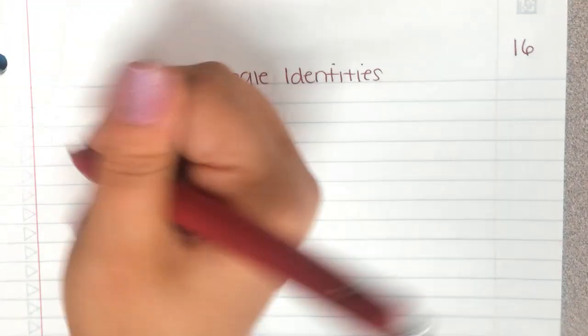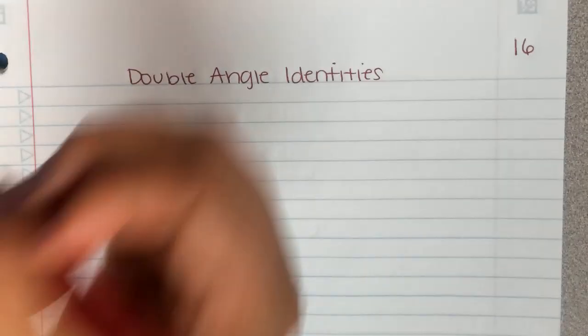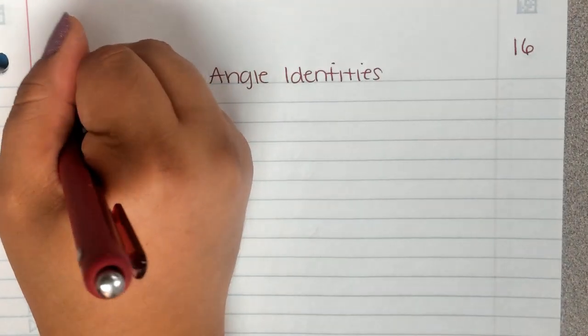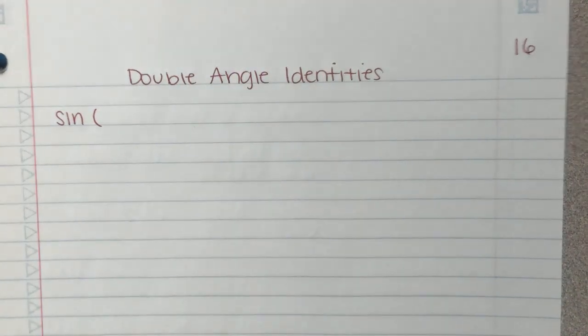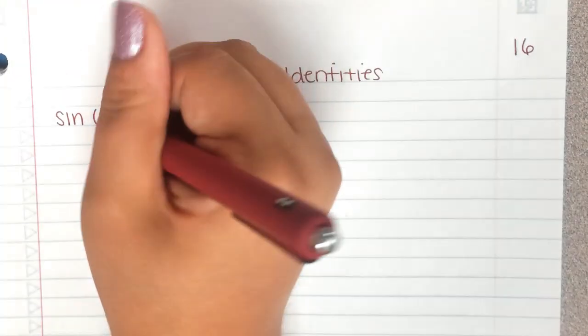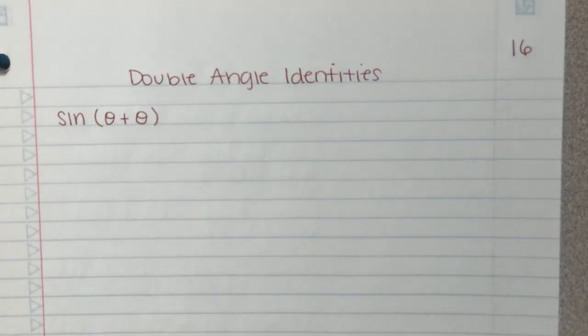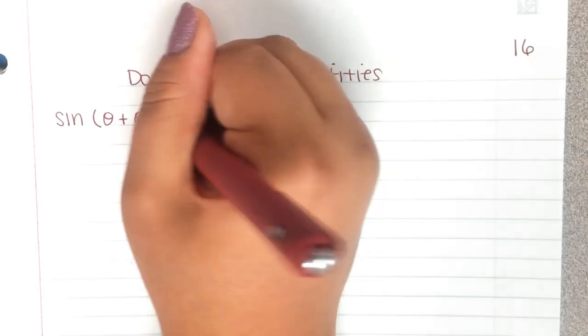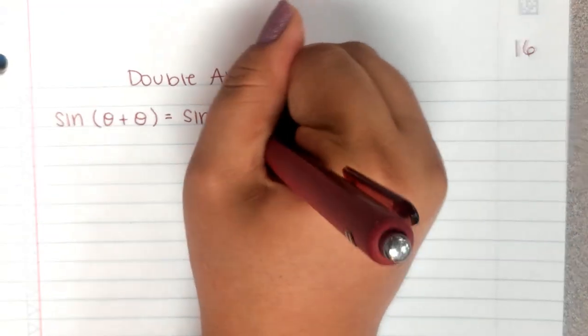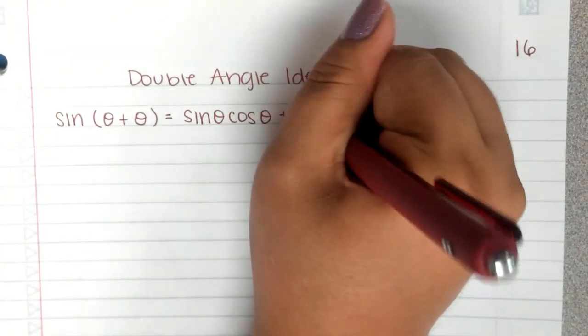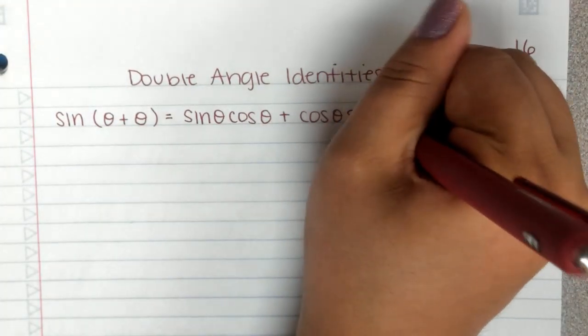So let's start off with sine. We know that sine of a plus b, the sum, is sine a times cosine of b plus cosine a sine b. But what if I give you the same angle? Let's just say theta. So then I would get sine theta cosine theta plus cosine theta sine theta.